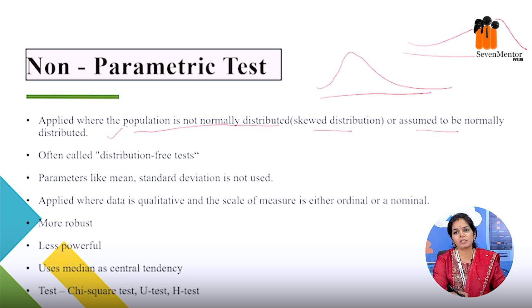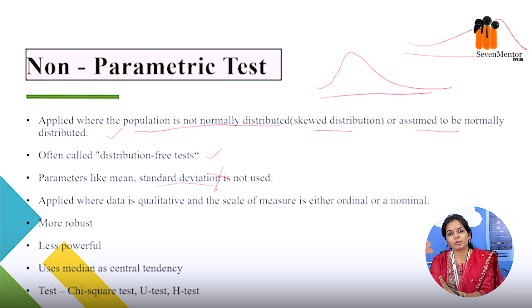But in most cases normality cannot be assumed, or it is very difficult to assume. So in those cases where a skewed distribution is there, we apply the non-parametric test. It is often called a distribution free test because a normal distribution is not assumed here. Mean and deviation are not used here.